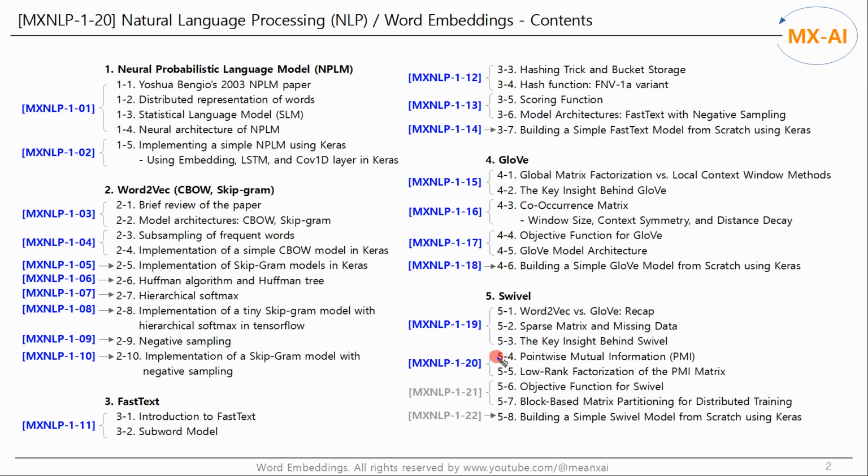In this video, we explored Pointwise Mutual Information, or PMI, and low-rank matrix factorization. In the next video, we'll see how Swivel converts these ideas into a practical objective function, how it uses different loss terms for observed and unobserved word pairs, and how it scales training efficiently by dividing the PMI matrix into small blocks for parallel computation.